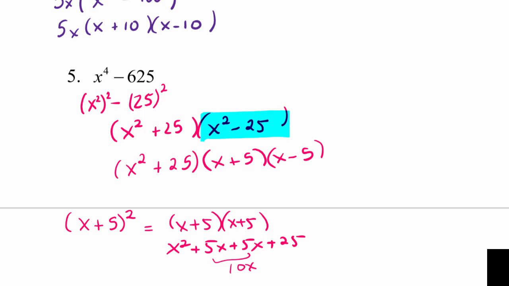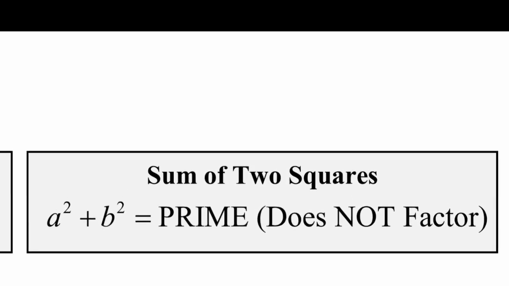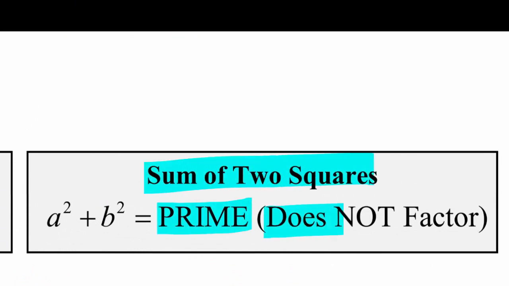As a matter of fact, something that you want to know, and let me show you with the table. Look at this. The sum of two squares is prime. That means it does not factor. Put that in your table in your notebook, that the sum of two squares does not factor, other than if there's a GCF. So you always will look for that.